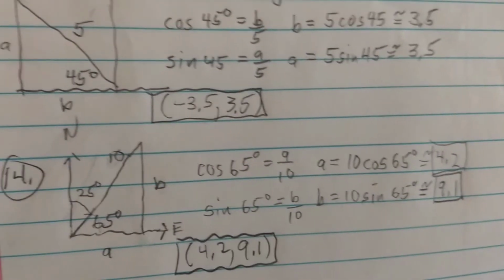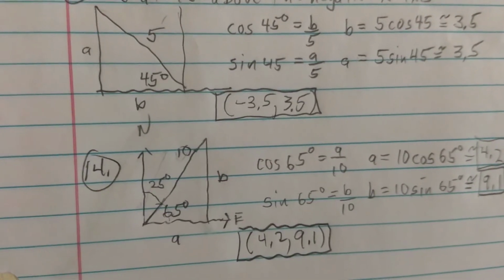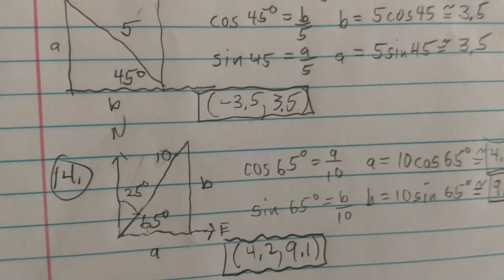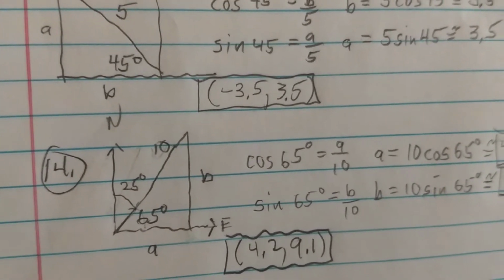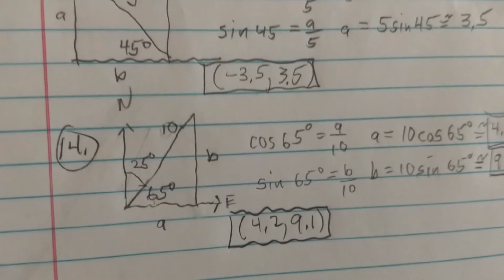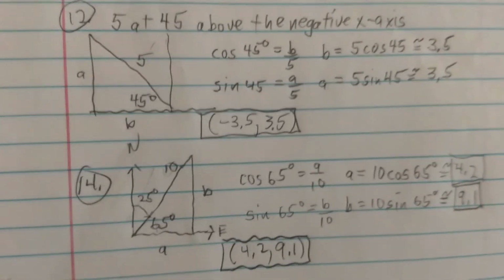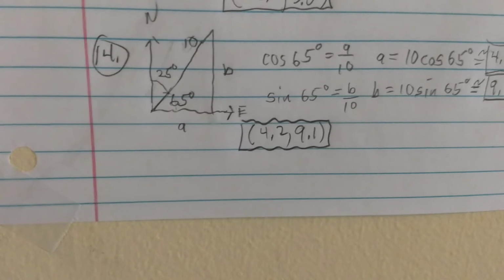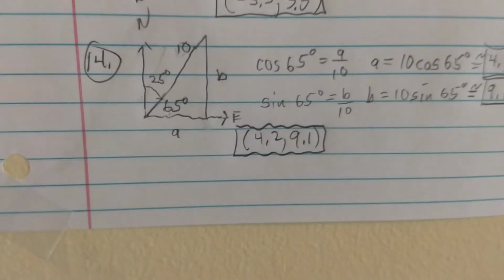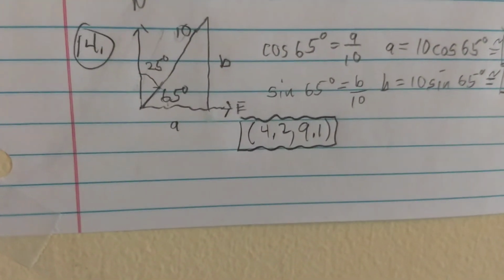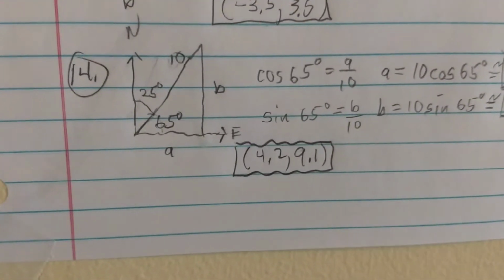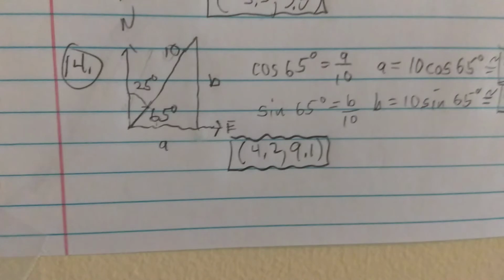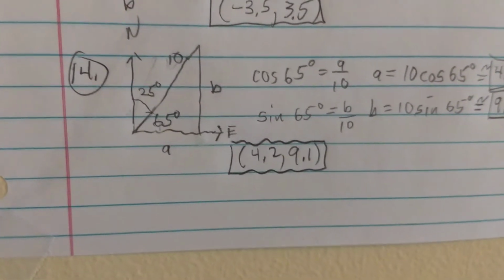They're the same, because it's a 45, 45, 90 triangle. But now we have to account for the fact that it's left 3.5 and up 3.5, because it's going in quadrant 2. Now 14 has 25 degrees east of north, which is what we've been given, so that we can make that complementary inside the triangle there as 65.